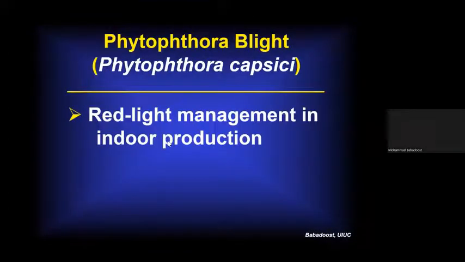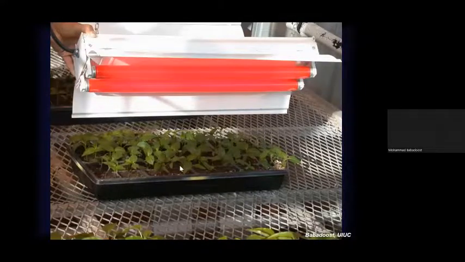So another approach we took was red light management. We were so excited. What is the red light management of pepper? Here it is. We grew seedlings of pepper under red light. Red light is 650 to 700 nanometer wavelengths. We do have tubes available. Red light is pretty much used in Japan too.